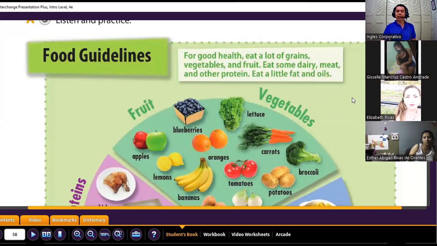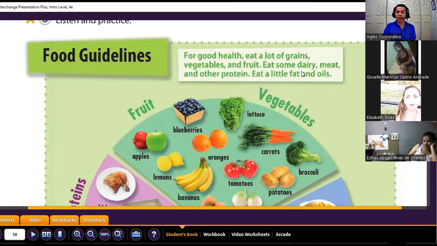And it says, for good health, eat a lot of grains, vegetables, and fruits. No, listen, I didn't say hamburgers. No, I didn't say hamburgers. I didn't say pizza. I didn't say pollo campero. I didn't say sopa de patas. No. I didn't say that. I said fruit, vegetables, and grain, right?